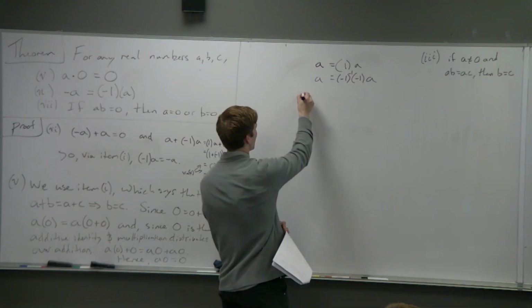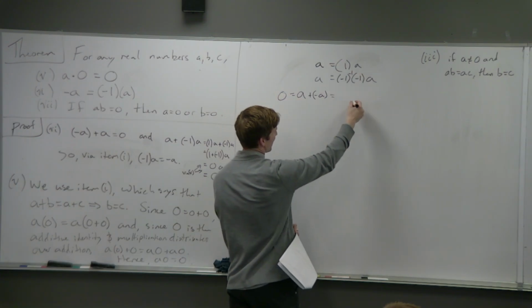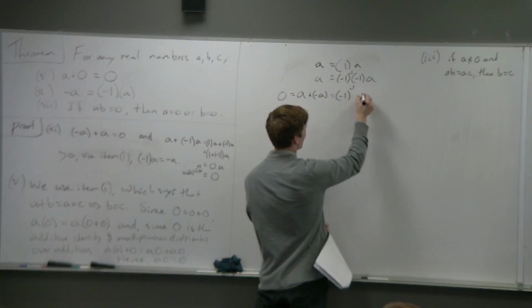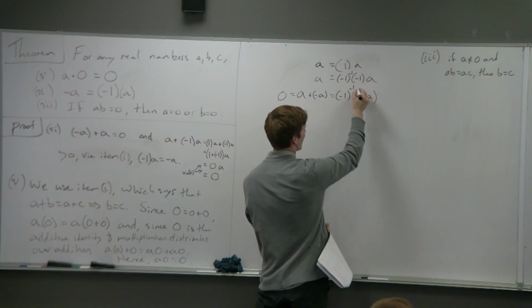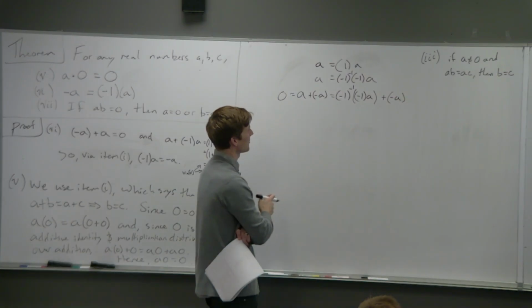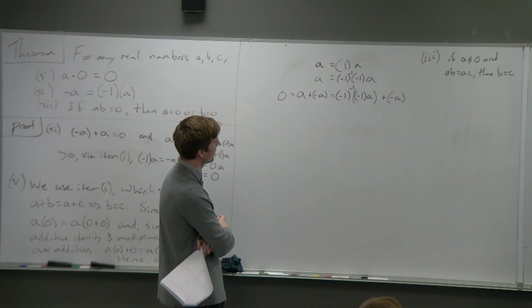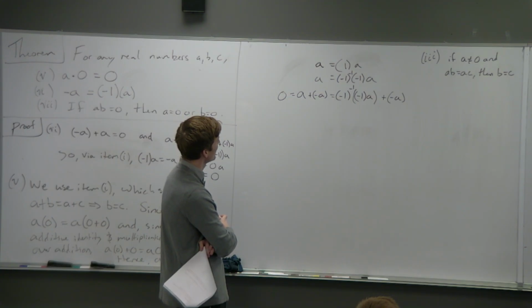Now if we added minus a to both sides, I would get a plus minus a. That's 0, right? And on the other side, I would get -1 inverse -1a, which I'm just going to treat like its own little thing right there, plus minus a. Okay, so... Oh, man. No, it doesn't quite give us what we want.